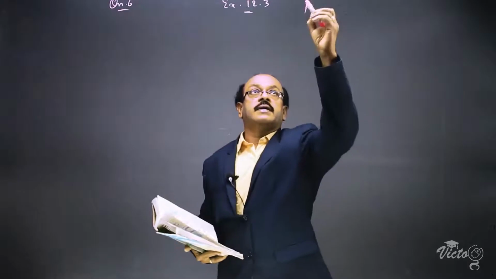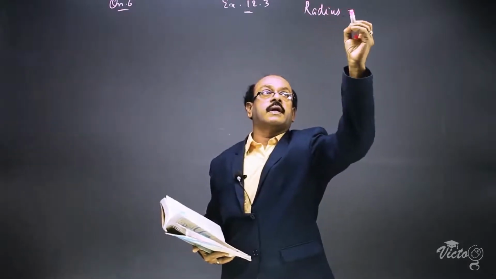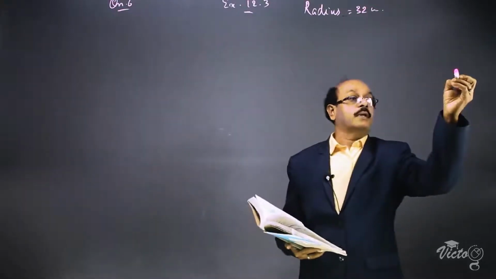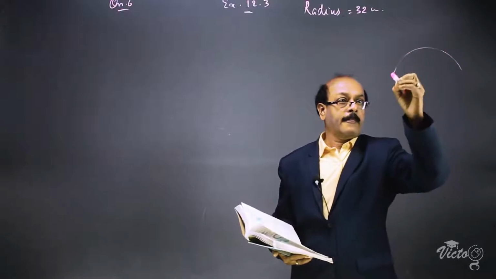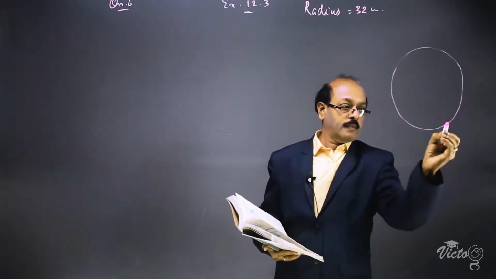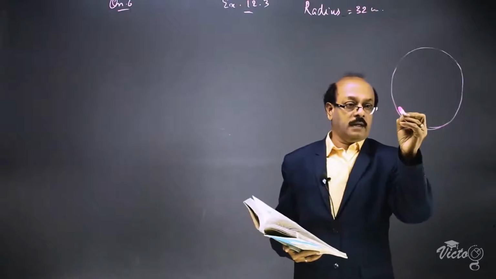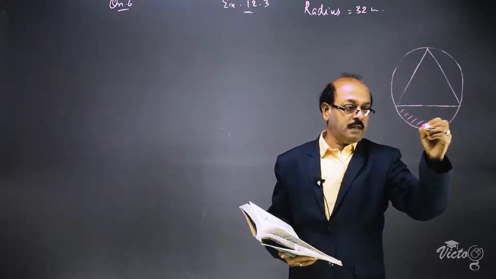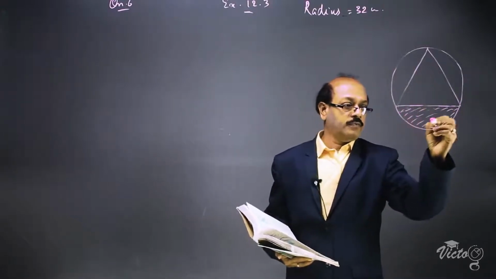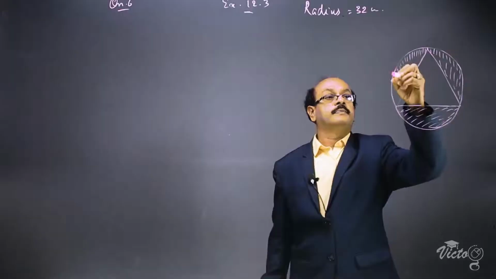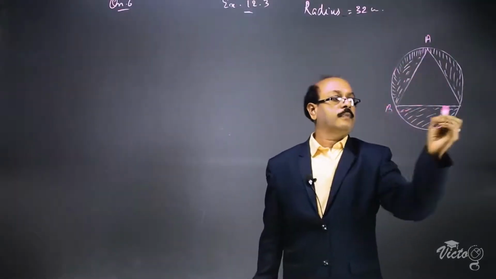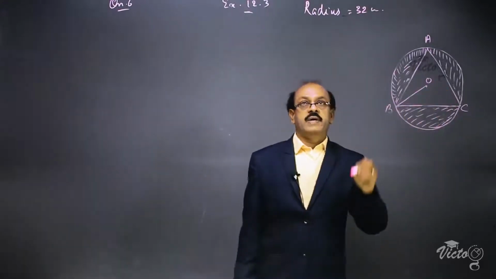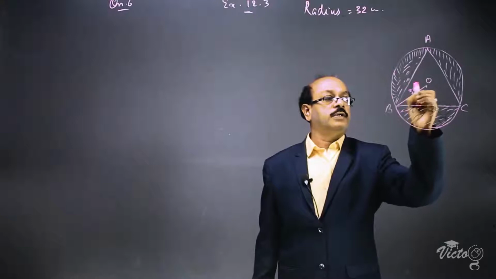Given that the radius of the circle is 32 cm. The figure is given as: here is a circle and an equilateral triangle ABC, and this is the design. We have to find out the area of this design. It is ABC and the center is O. Since the radius is 32 cm, OB is a radius and the length of OB is equal to 32 cm.